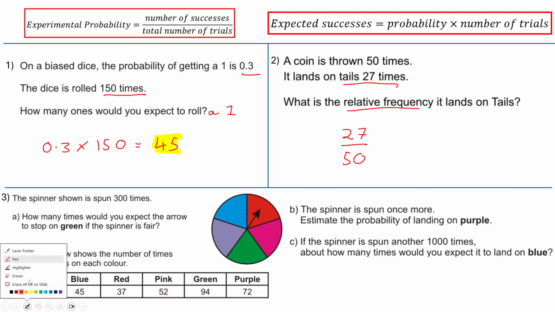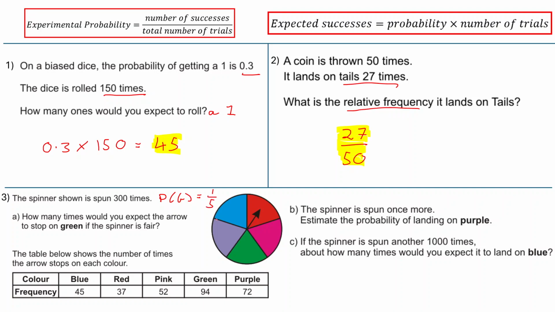Using the first formula, and let's highlight that. There we go. Okay, and then last but not least, the spinner shown, so this spinner here is spun 300 times. How many times would you expect the arrow to stop on green if the spinner is fair? Well, the probability of getting green, if all of these sections here are the same size, is going to be 1/5.